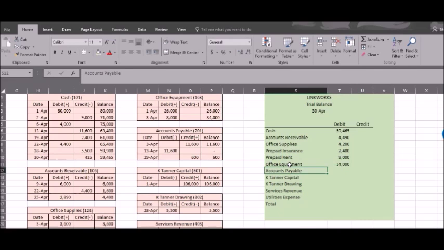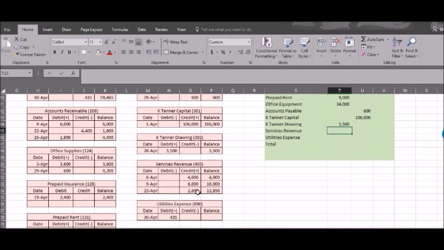The next one we have is accounts payable. If we look right up here, we have a $600 balance, but it's a credit balance, right? Because it's a liability account. The next one is the capital account that has a credit balance of $106,000, right? Then we have drawing. Well, drawing is a contra equity, opposite of equity, so it's got a debit balance of $5,500. Service revenue is a credit balance, $12,890. And utilities expense, a debit balance account of $435, right?